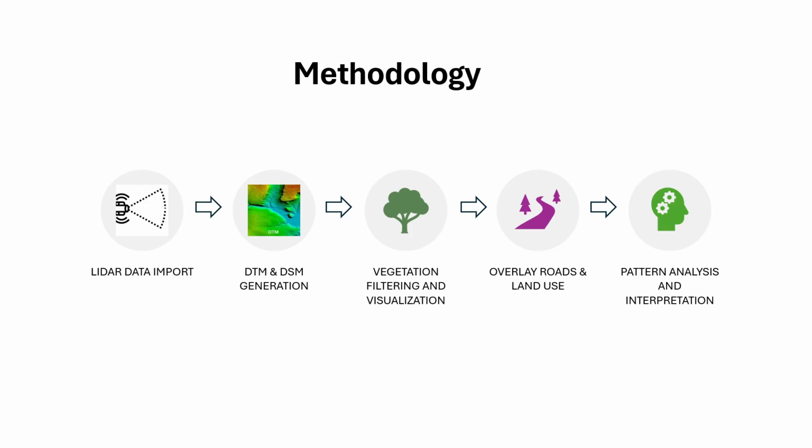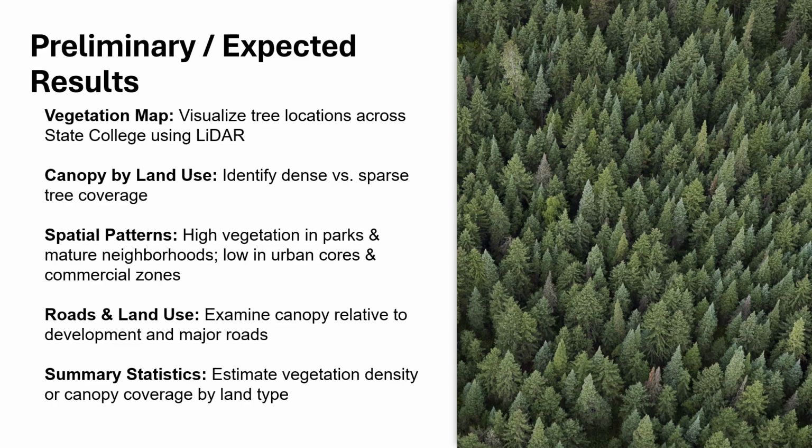My expected or preliminary results from the analysis: I expect to identify areas with the highest and lowest tree coverage, measure average tree heights, and visualize canopy distribution. These results will help provide insight into urban green space as well as areas where planting initiatives could be prioritized. Using the LiDAR data, I expect to produce a vegetation distribution map showing the locations of trees and other vegetation across State College and the surrounding areas.